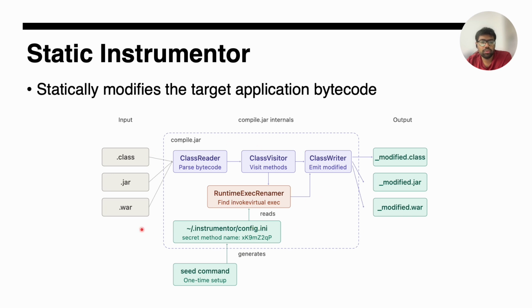And the tool will give you output. If you are passing a class, it's going to give you a modified version of the class file. It's going to give you a modified version of the jar or the war archive.